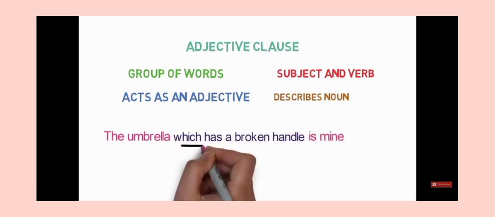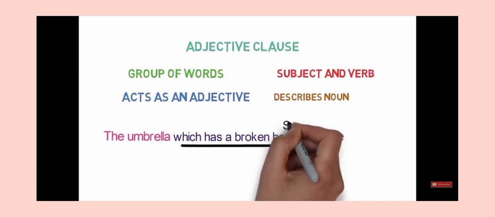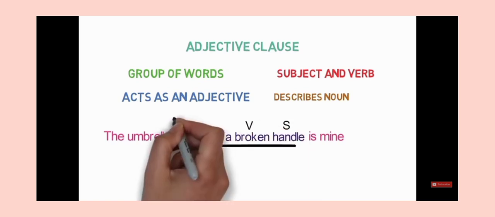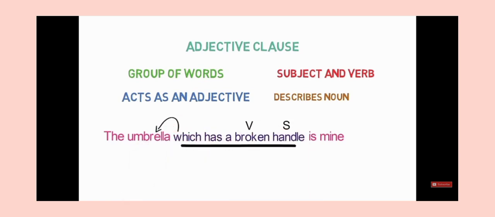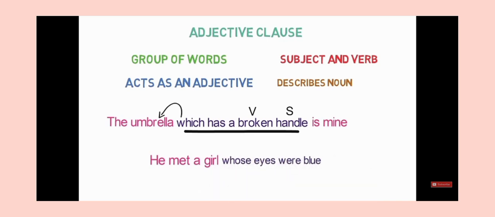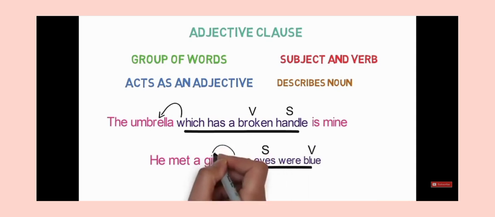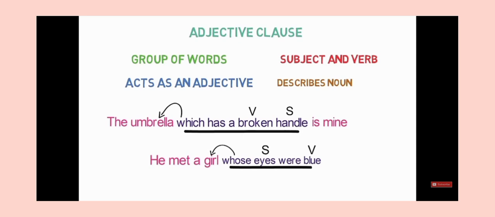Here the clause which has a broken handle is an adjective clause as it has a subject and a verb of its own and is describing the noun umbrella. Let's look into one more example. He met a girl whose eyes were blue. Here, whose eyes were blue is an adjective clause, and the clause is having a subject and a verb, and it is describing the noun girl. So basically, this clause does the work of an adjective.